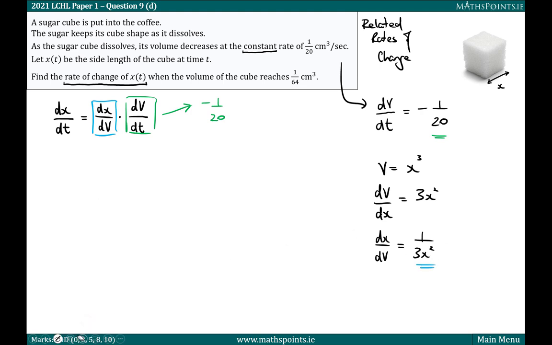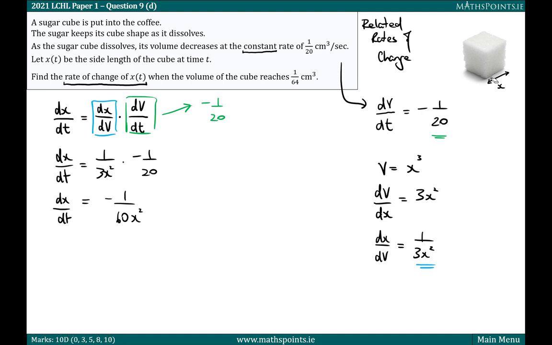for dx dV. So we have that the rate of change of the side with relation to time, dx dt, which is what we're looking for, is dx dV, which is 1 over 3x squared, multiplied by dV dt, which is minus 1 over 20. Now, if I tidy that up, I have minus 1 over 60x squared. So not a very satisfying answer from the point of view of this isn't a number, it has an x in it, and that's because the rate of change of the side depends on what the side length is at a particular time.